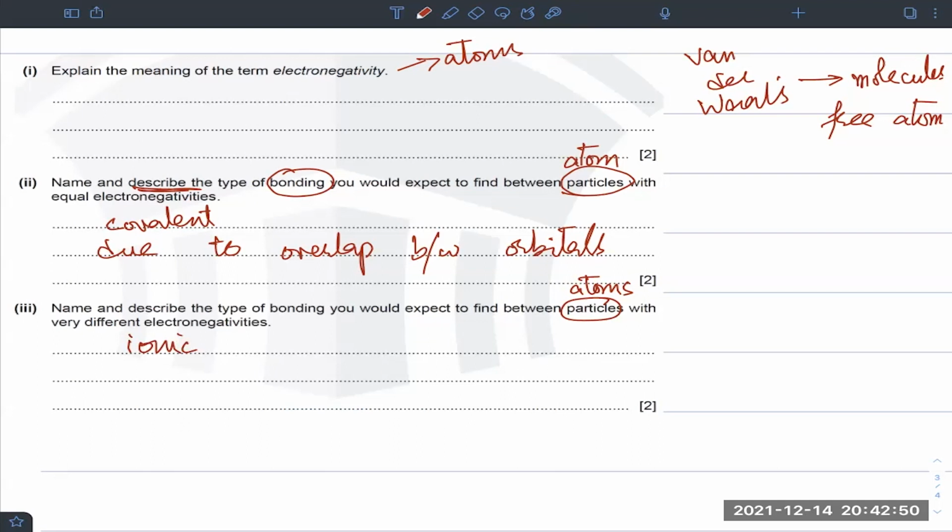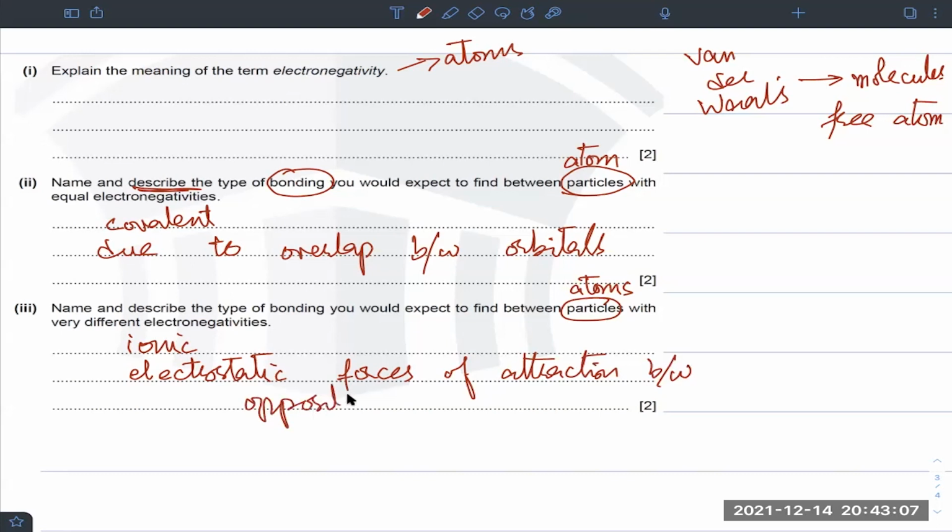Because there are electrostatic forces of attraction, or you can just say attraction. Between what? Between oppositely charged ions. Okay, sir.